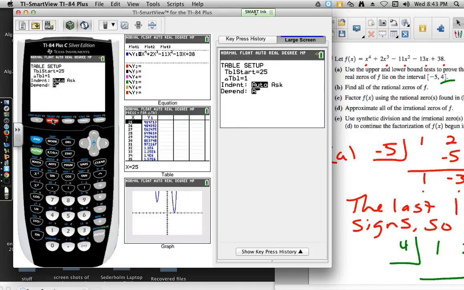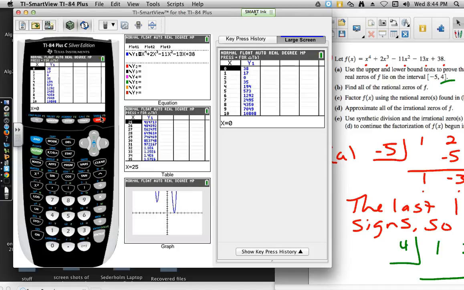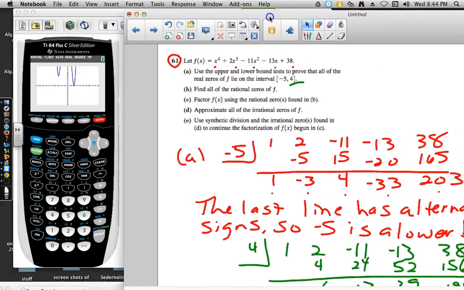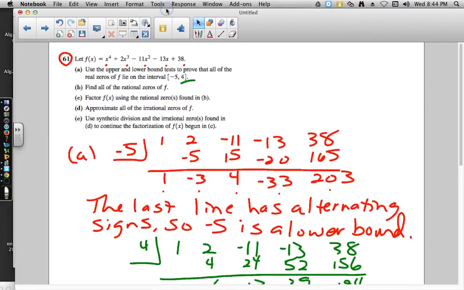I'm going to hit table set. I'm going to start this at 0. That way I can see what I want to see in the table. I'm looking at 2. And I do notice that at 2 it is a 0. Now, if we go back and look at the graph, it's quite possible that that is a repeat 0. Remember, when they're tangent, when they bounce off, they could count twice.